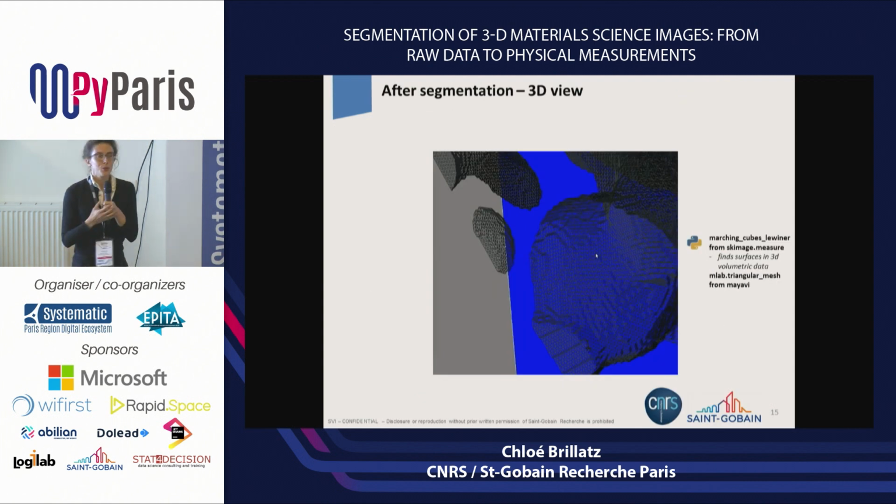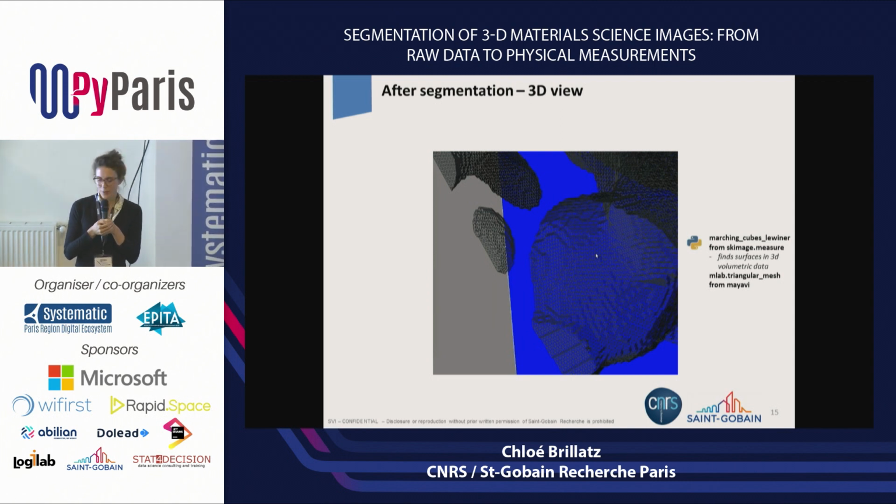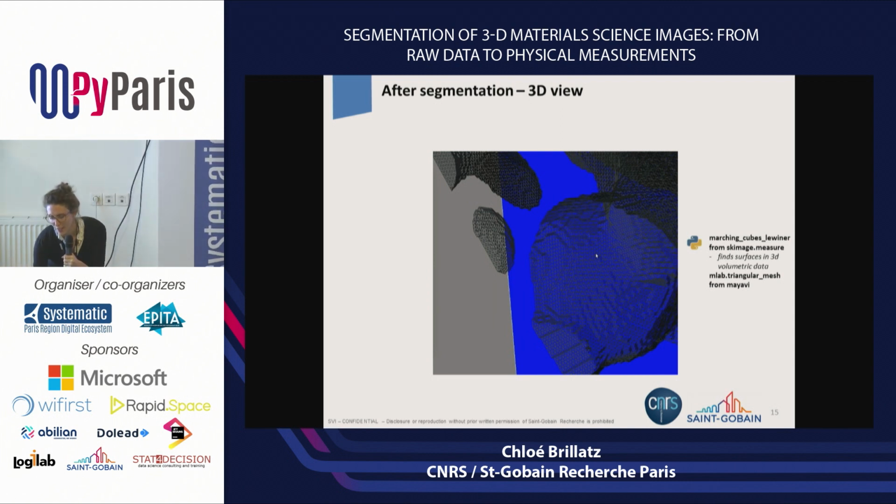So then, we had this segmentation, and then we could start to do some statistics with it. So we needed the surface of the white face. So here it's a 3D representation. So again, to check what I was doing with the surface module, which is the marching cubes Lewiner from scikit-image. And then the representation in Mayavi is a triangular mesh.